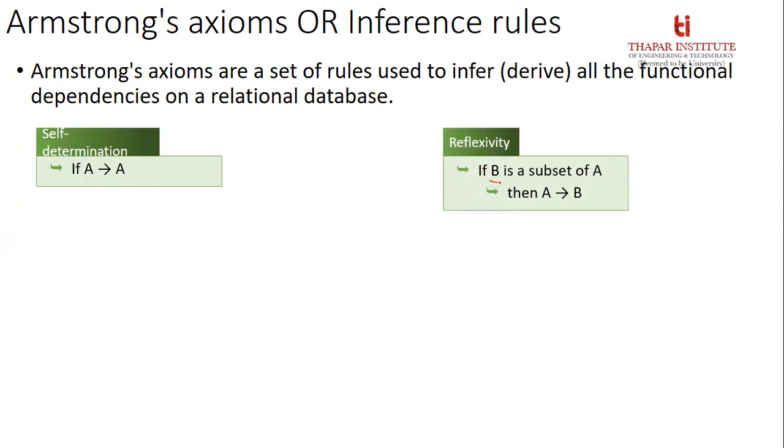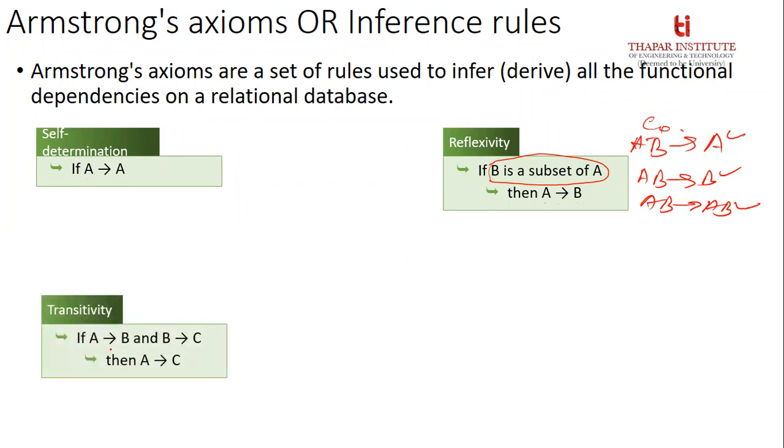If B is a subset of A, then dependency A tends to B is present. Or if there is any dependency A tends to B, then it must happen if B is a subset of A. Okay, so this is a reflexive dependency. For this example, we can consider AB tends to A, or AB tends to B, or AB tends to AB. Is it okay? So all these dependencies will be considered as inferred through reflexivity.